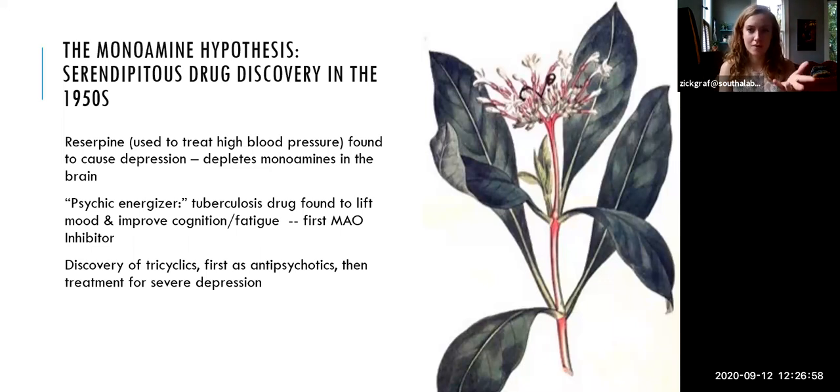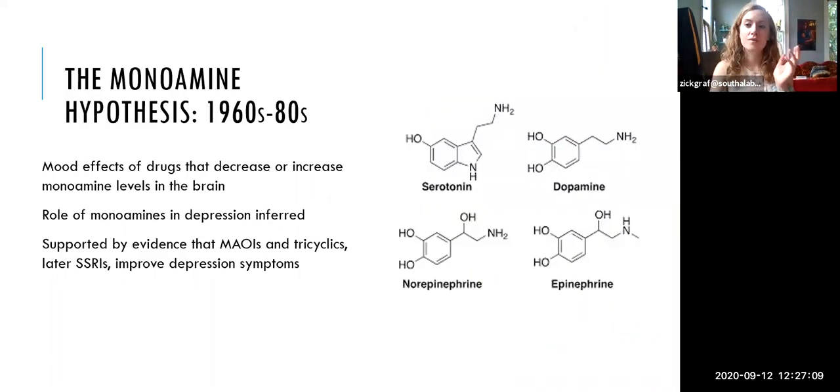Again, it was found that when patients with psychosis were given these drugs, they experienced improvements in mood, in cognition, in appetite, energy level. So that brings us from the accidental discovery of these drugs to more intentional hypothesis-driven research on these drugs that led basically to the discovery that all three of these drugs that influence mood have an impact on the monoamine system. So serotonin, dopamine, and norepinephrine. Epinephrine is a breakdown product of norepinephrine.